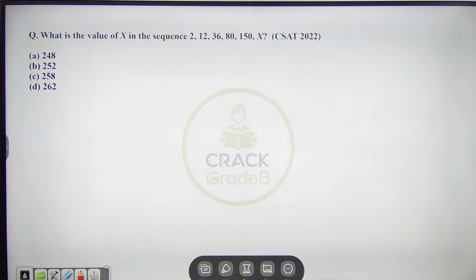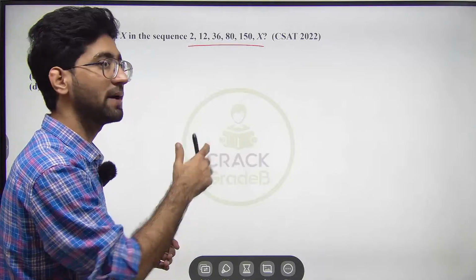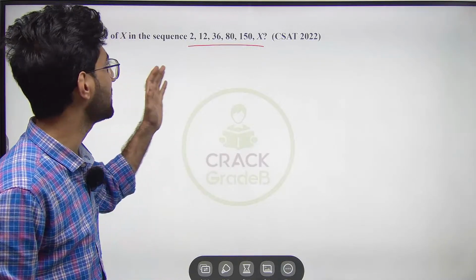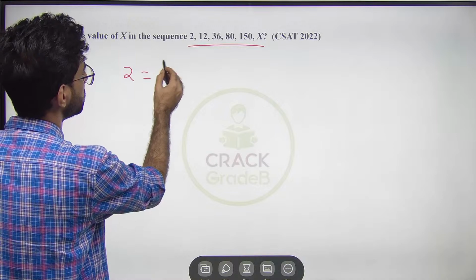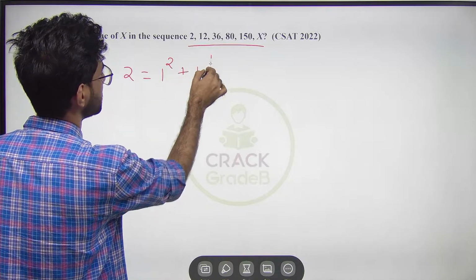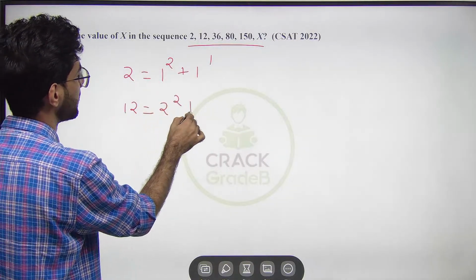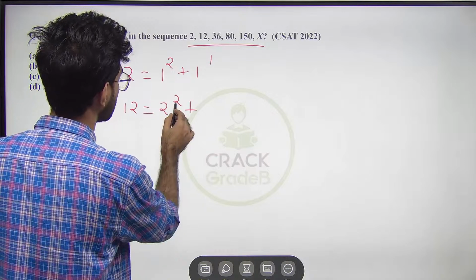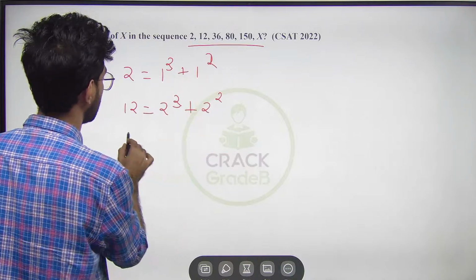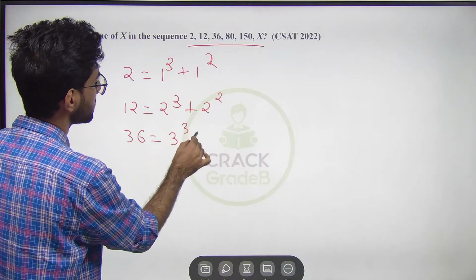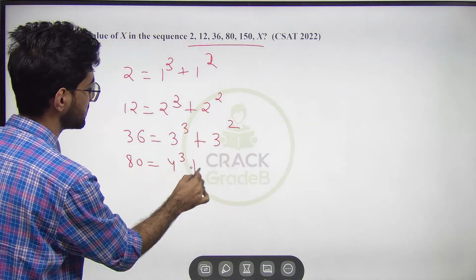Now let us look at this question. The question is 2, 12, 36, 80, 150, x. We have to find the value of x in the given sequence. Again, if you have some kind of love with numbers, you will be able to find that 2 is equal to 1 square plus 1 to the power 1. Now, if you look at 12, this is 2 cube plus 2 square. And 2 is 1 cube plus 1 square. Similarly, 36 is equal to 3 cube plus 3 square. Similarly, 80 is equal to 4 cube plus 4 square.